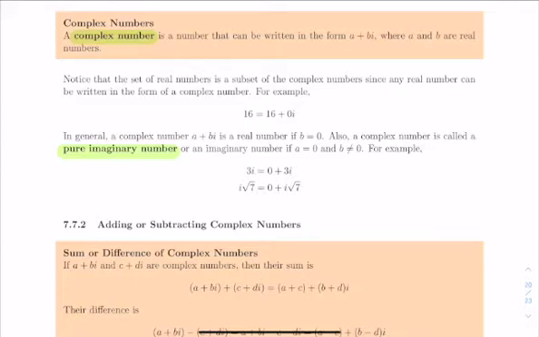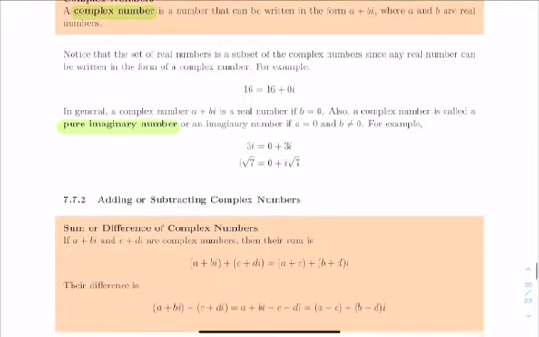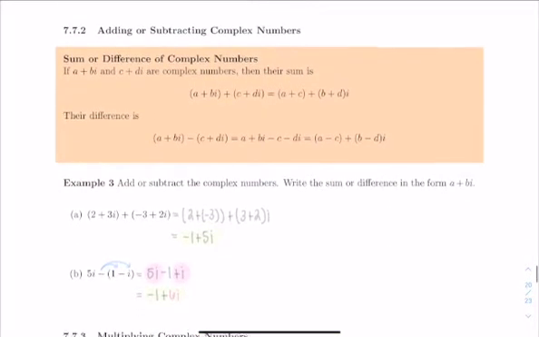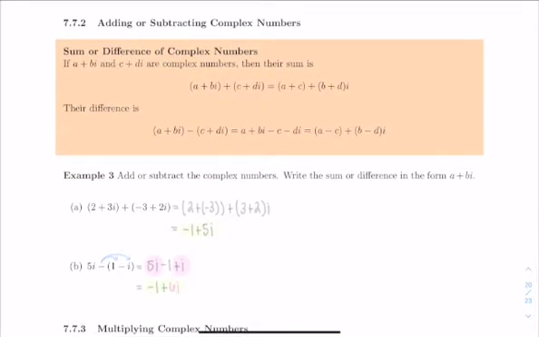When we talk about adding or subtracting complex numbers, we are going to add the real parts together and add the imaginary parts together. The same idea goes with subtraction. I'll subtract the real parts and subtract the imaginary parts. If a plus bi and c plus di are complex numbers, then their sum, a plus bi plus c plus di, turns into a plus c plus b plus d times i.